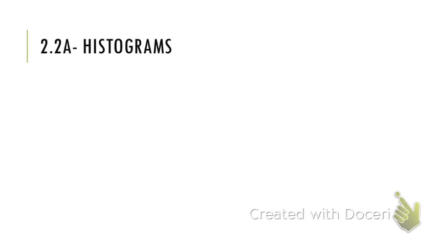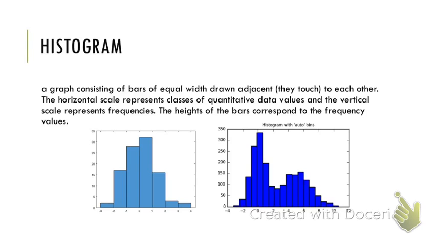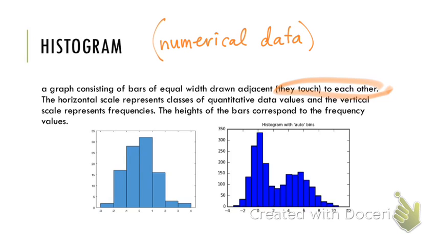So 2.2 is about graphs, and the first section, part A, is all about histograms. What a histogram is, you don't need to write all of that down. Just pick and choose. The most important things are that the bars touch each other, whereas in a bar chart, which we'll learn in a second, the bars don't touch each other. This is for numerical data. So this is a numerical graph.